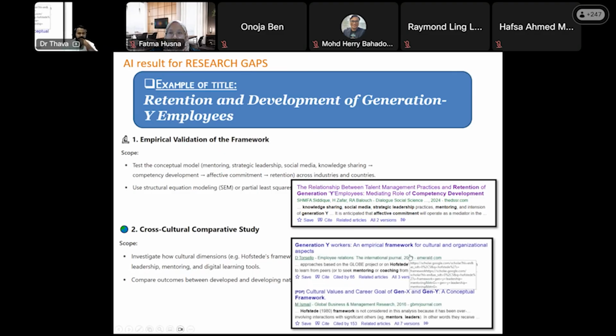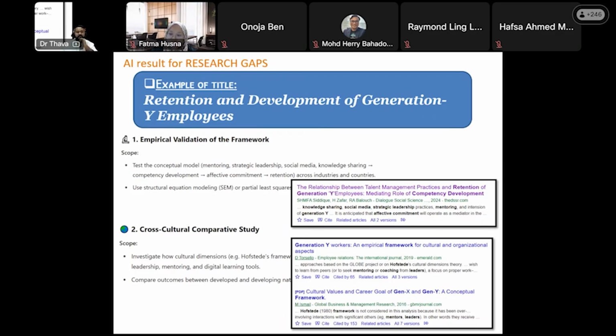Already done. Generation Y Workers: Empirical Framework of Culture and Organizational Aspects, 2019. Before that, this is an extension of this work: Cultural Values and Career Goals, Gen X, Gen Y, Conceptual Framework. Both also use Hofstede's framework. Whatever is mentioned here is already done fully in these two papers. Very simple to search.